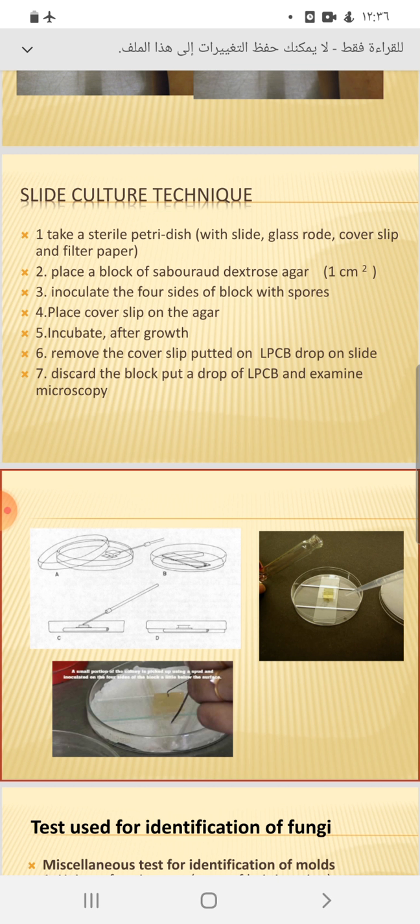Then put a cover slip over the agar block. Then incubate. After growth, usually we remove the cover slip, put a lactophenol cotton blue drop on the slide, and then put the cover slip over the slide and examine under the microscope. The block of the media should be discarded.